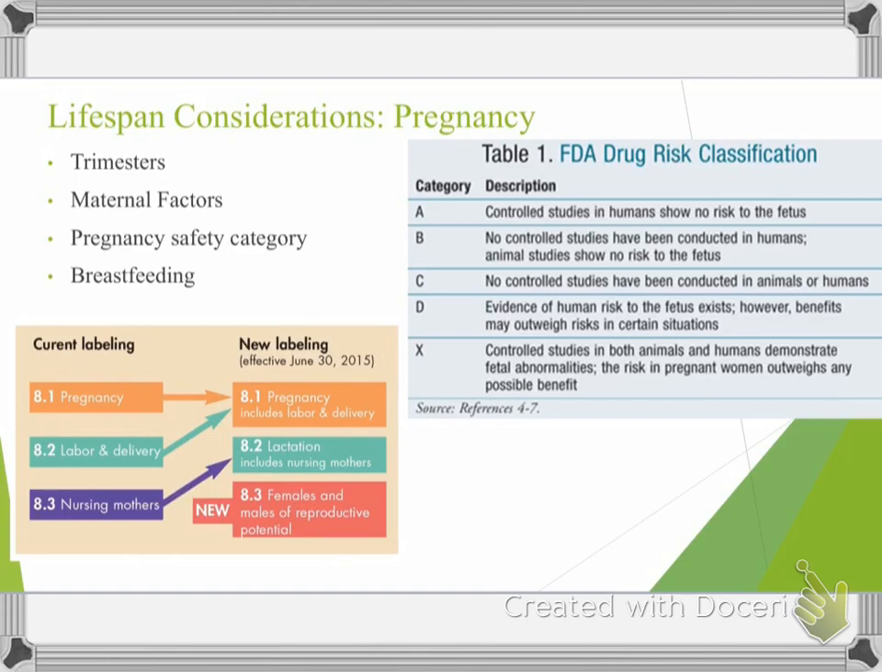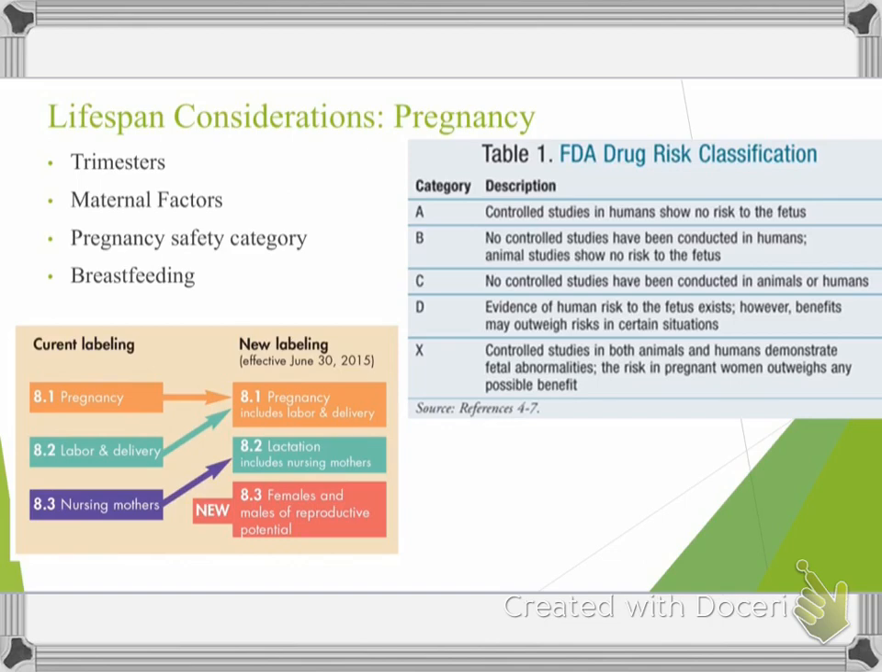So, lifespan considerations with pregnancy. Trimesters: in the first trimester, there is an increased risk of teratogenic effects, which are structural defects. In the third trimester, there is an increased amount of drug that gets to the fetus, so they're more likely to have adverse effects from the drug. Maternal factors include how their kidneys and liver are functioning, and genetics, those enzymes.